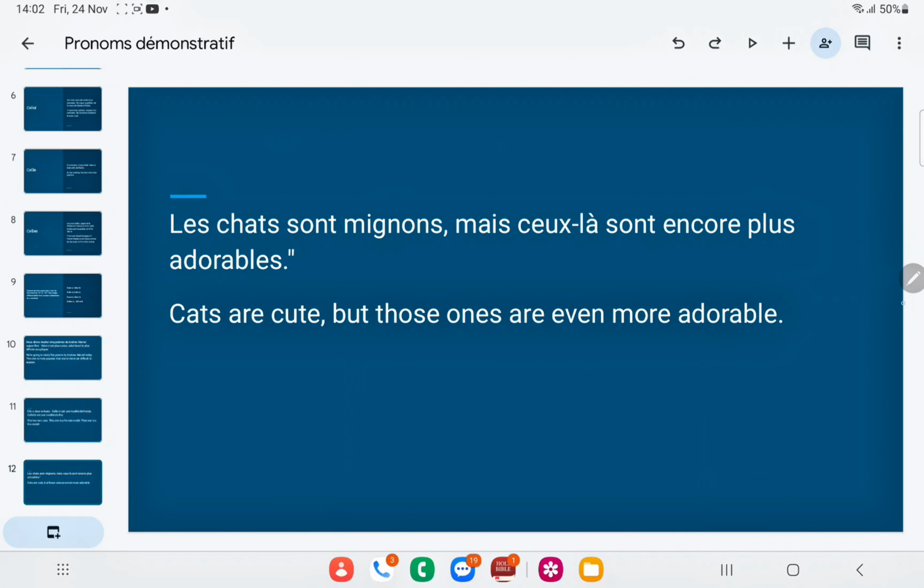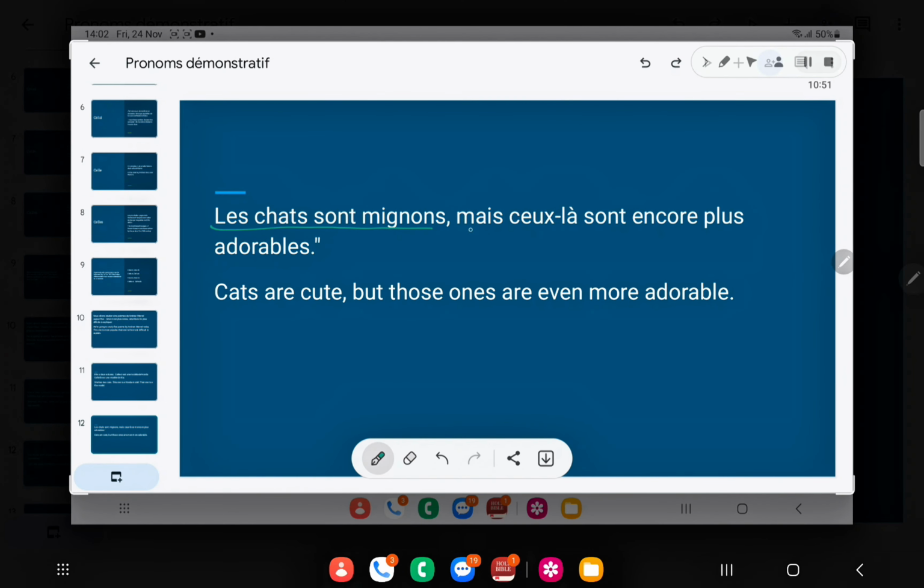Another example. Les chats sont mignons, mais ceux-là sont encore plus adorables. Cats are cute, but those ones are even more adorable. Cat is a masculine word. If you want to pluralize it, then you have to use ceux. Alright? If it was just one cat, it would be celui. Ceux, masculine plural, this, masculine singular.